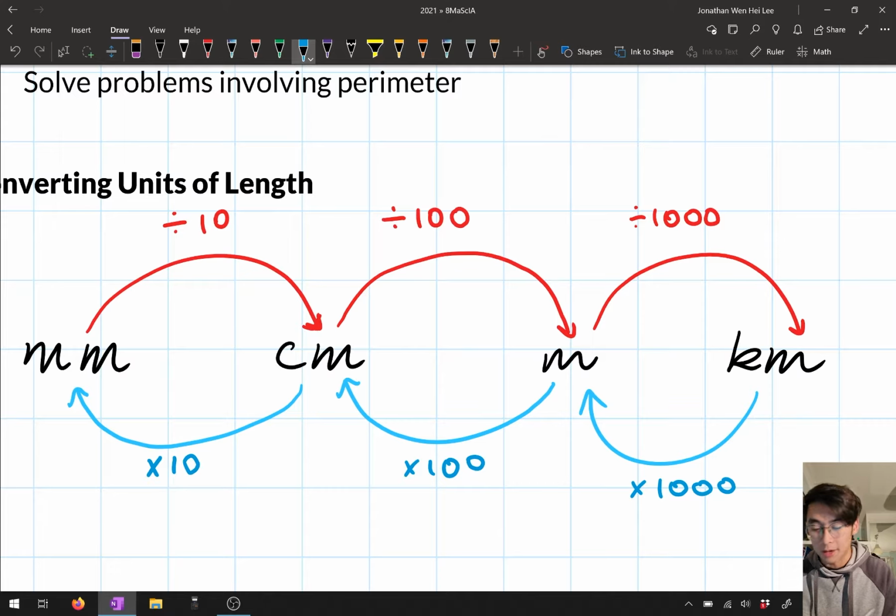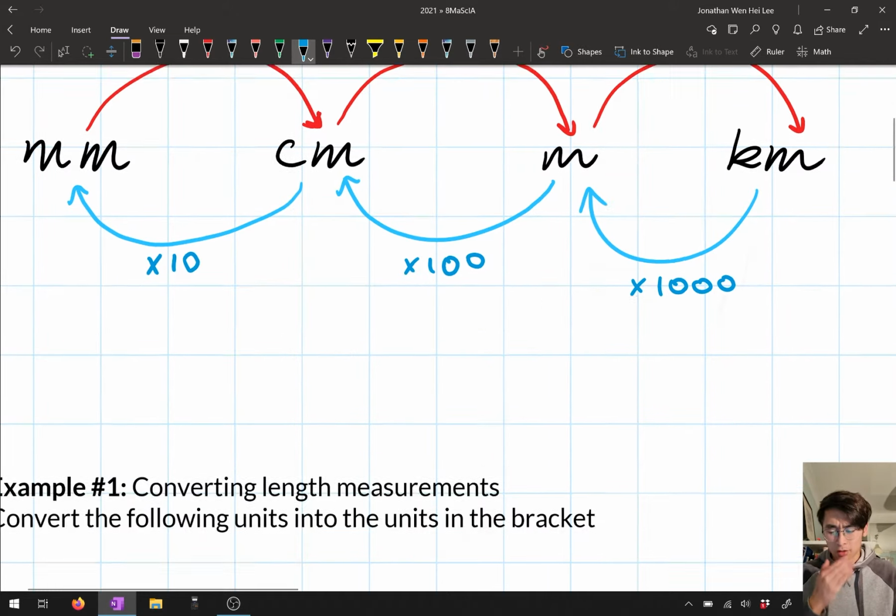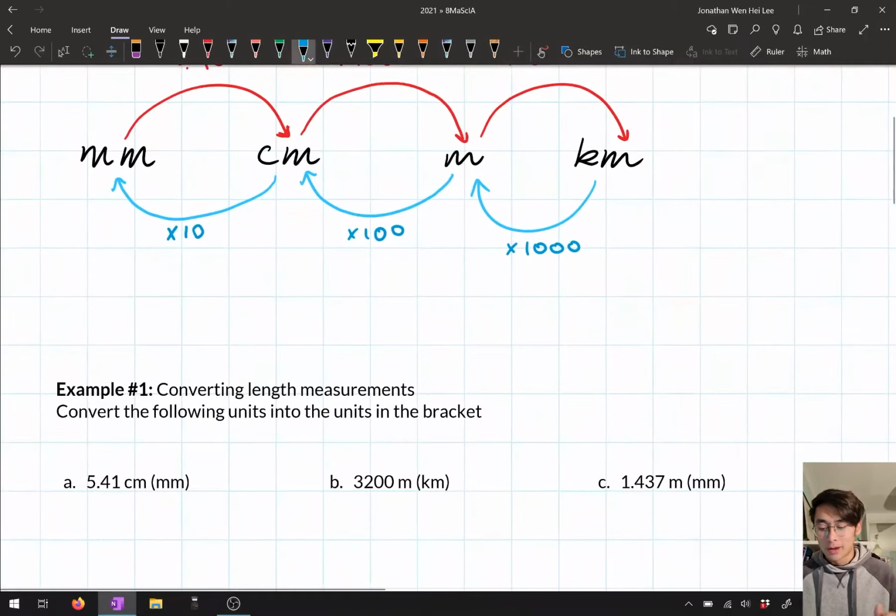And so when we're converting between units of length, we have a look at this particular diagram and we think to ourselves, okay, which kind of conversion am I going to use? What operation do I need to do? And I just follow the arrows to the relevant unit. So let's have a look at an example of this.